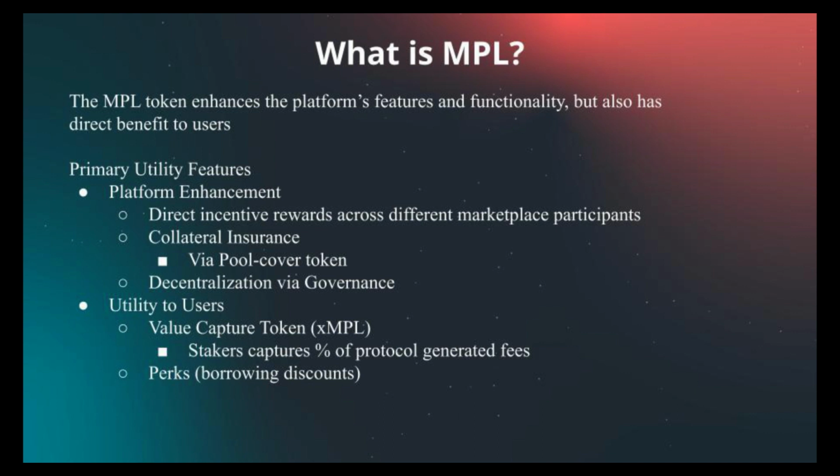And then finally, I think the last perk is that it gives you some access to enhanced features. So in the case of Maple borrowers, those who are holding Maple get basically access to additional discounts on the borrowing rate. So just to summarize, Maple is used to enhance the overall platform by use of incentives, features like collateral decentralization, and it also has utility to users through revenue sharing and perks.